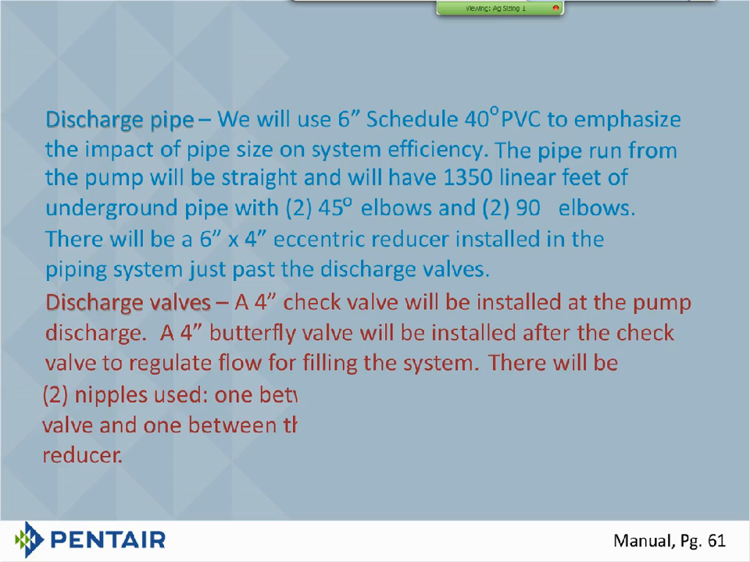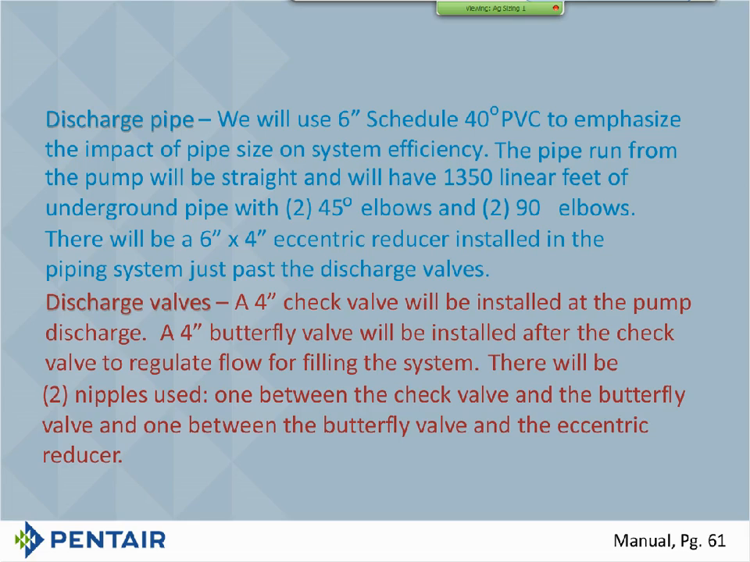And there will also be 2 nipples, one used between the check valve and the pump, one used between the butterfly and the check valve. The two together will amount to about 2 feet of pipe.